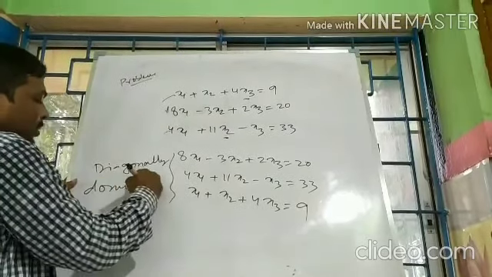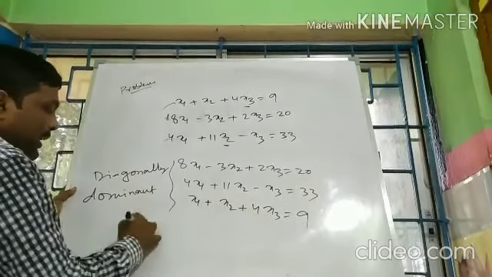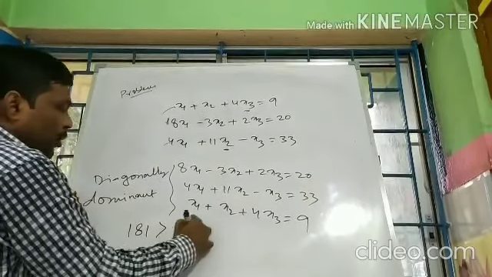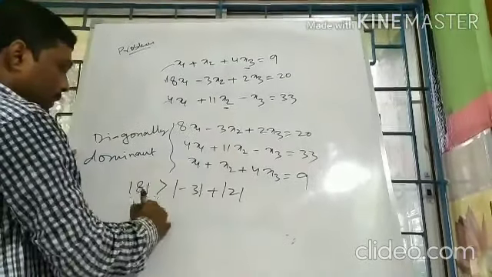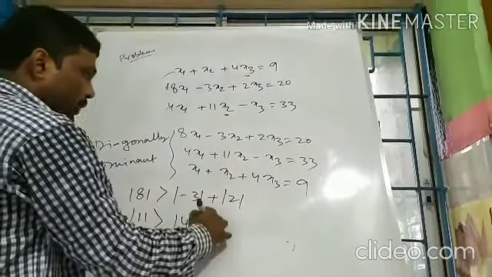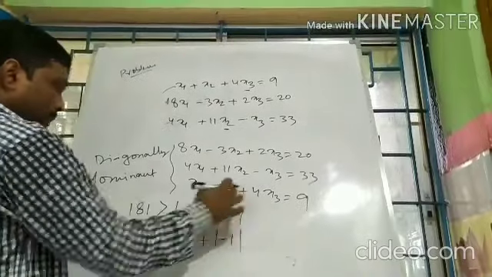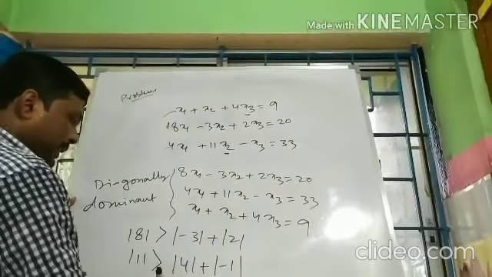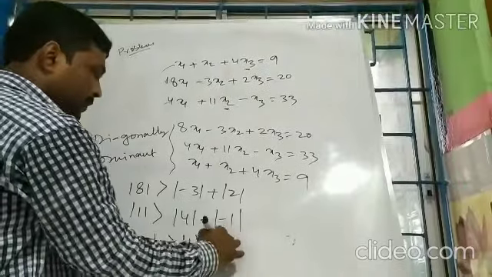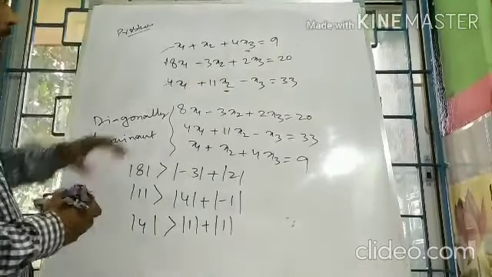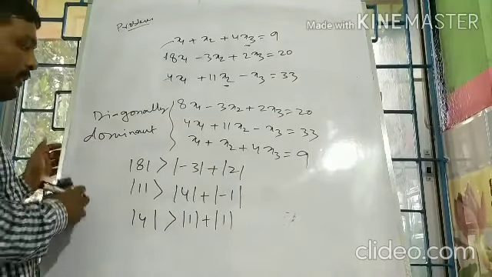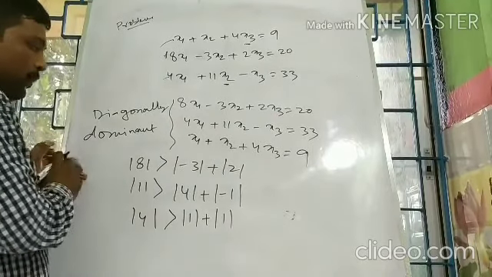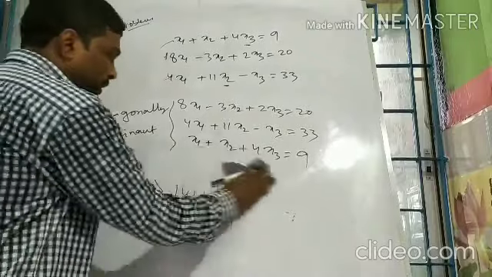This is a diagonally dominant system of equations because mod 8 is greater than mod minus 3 plus mod 2, mod 11 is greater than mod 4 plus mod minus 1, and mod 4 is greater than mod 1 plus mod 1. So this system of equations is diagonally dominant.